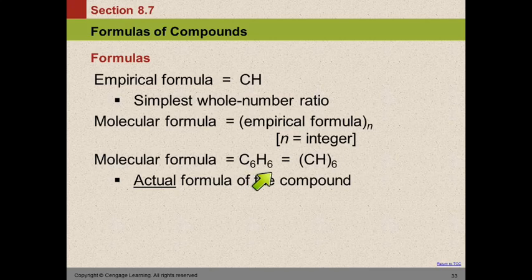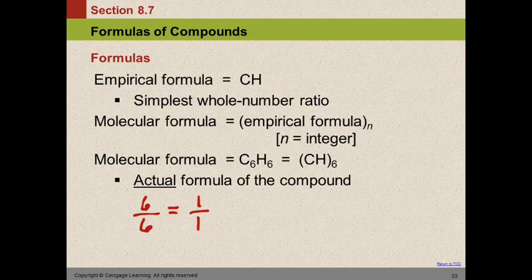But the ratio of 6 to 6 is not the lowest whole number ratio. 6 to 6 is like a fraction that could be reduced. So 6 over 6 could be reduced to 1 over 1, right? That's the lowest fraction, 1 to 1. And so the empirical formula is going to be CH. For every carbon atom, there's 1 hydrogen atom. This doesn't tell us how many carbon atoms are in a molecule, but it gives us the ratio.